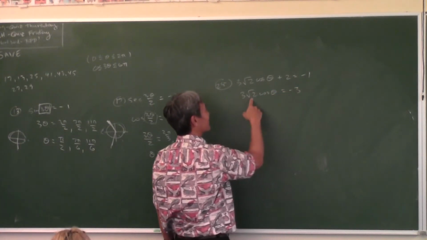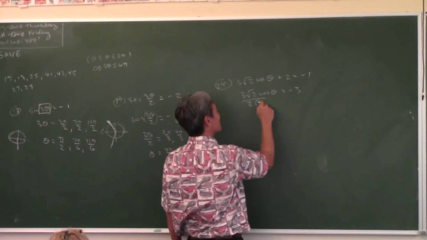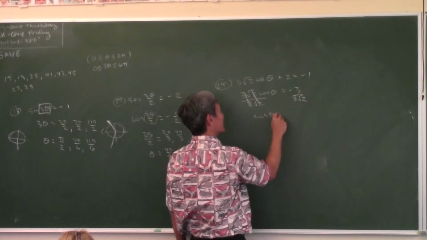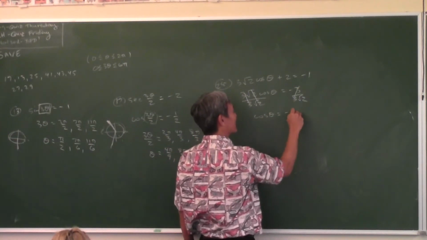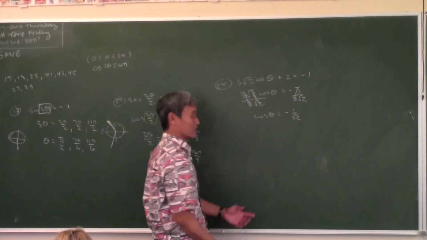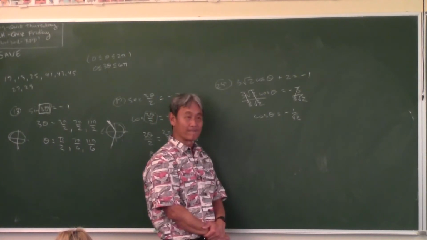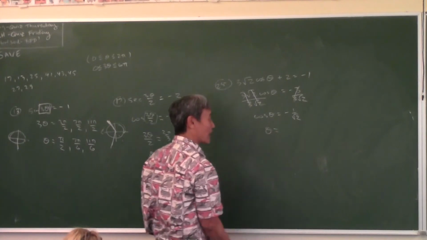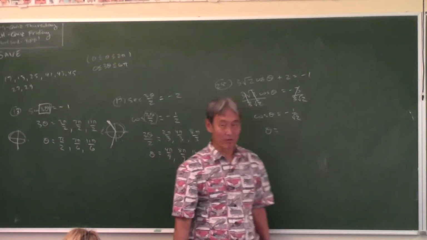-3. How do I get rid of this 3 root 2? Divide both sides by 3 root 2. So cosine theta is equal to, these cancel out and you get -1 over root 2. Is that a number I'm supposed to know for cosine? Yeah. So now you just think, cosine of what angle is -1 over root 2?